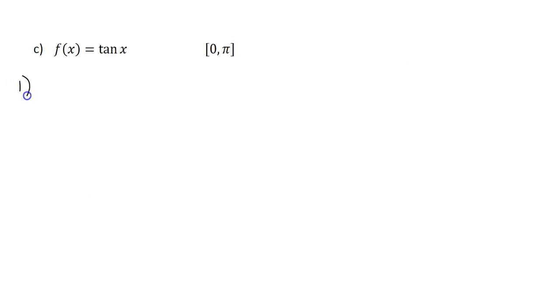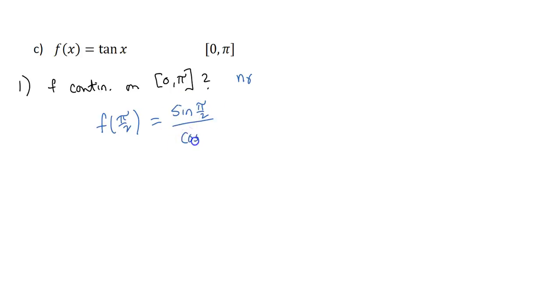Now on this question, we have f of x equals tangent of x, and we're going from 0 to pi. So the first thing we want to know, is f continuous on the interval from 0 to pi? Well, the answer to this one is no, because f of pi over 2, which would be in that interval, would be sine of pi over 2 divided by cosine of pi over 2, which would be 1 over 0, so it does not exist.